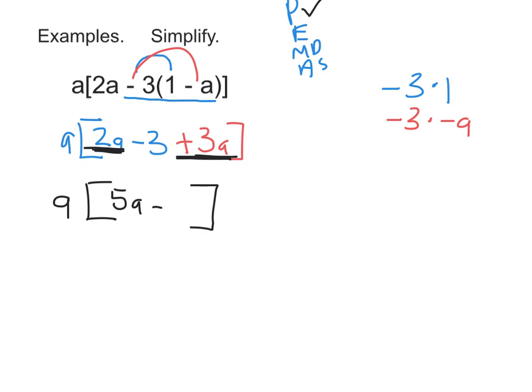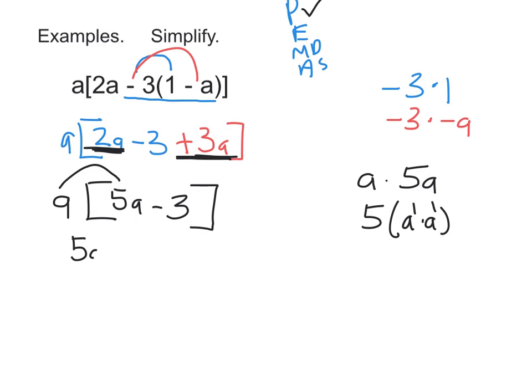Then I'm going to go ahead and leave the negative 3 there. Now I just distribute a times 5a. If you want to, you could do 5 times a times a to the first, add the exponents. So when I distribute there, I get 5a to the second.